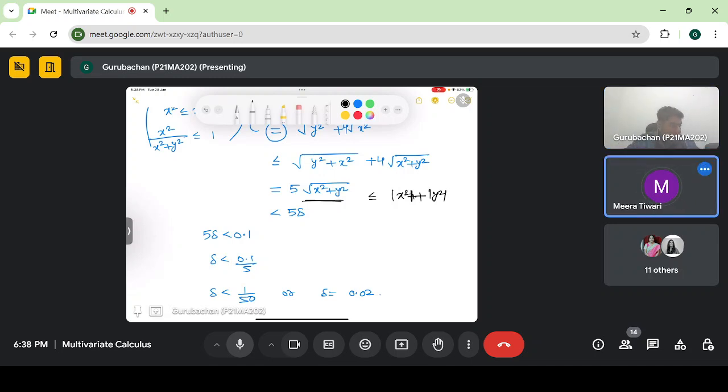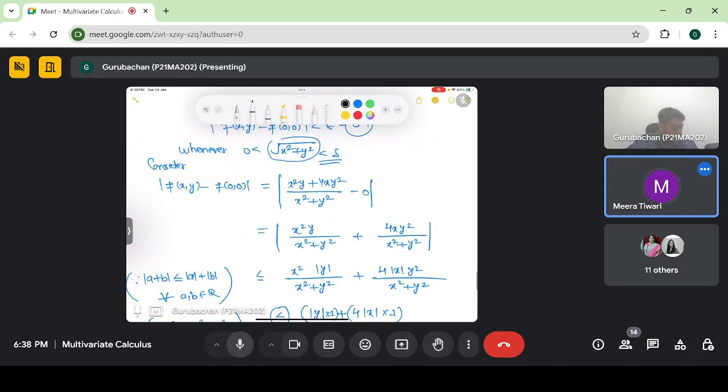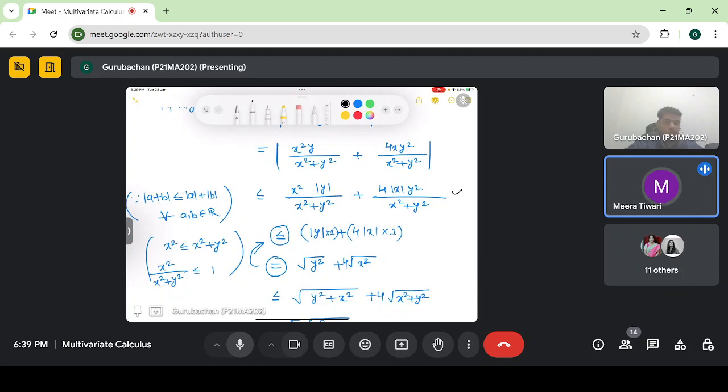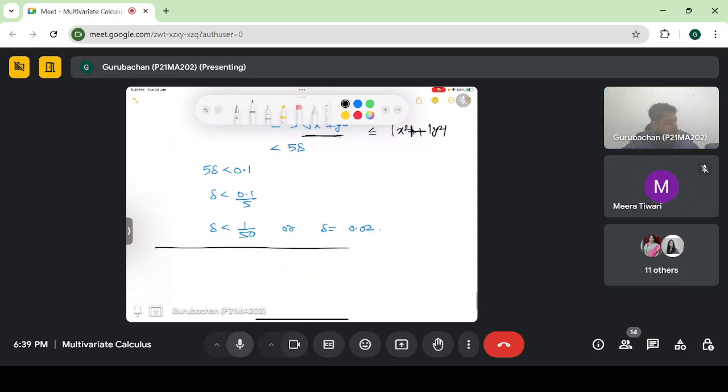Sir, from the starting, I have changed the inequality. Okay, how? Could you please let me know? Sir, the first inequality, you see, x square mod y upon x square plus y square. If I replace this by x square upon x square plus y square plus 4y square upon x square plus y square, can I do this? You are replacing mod x with mod x square plus mod y square. Is that so? Or something else?